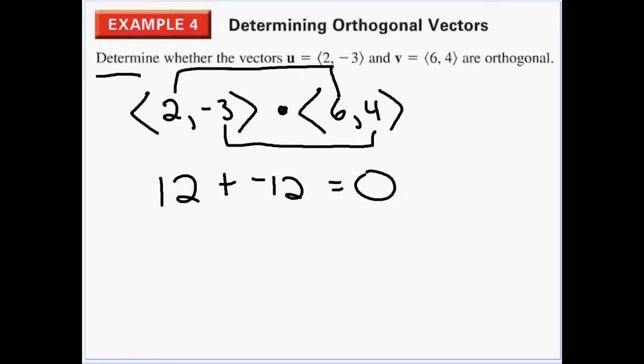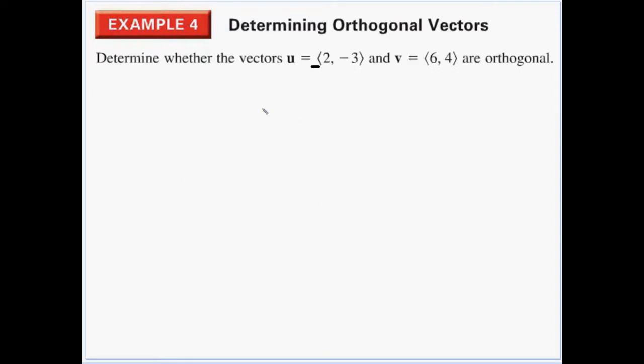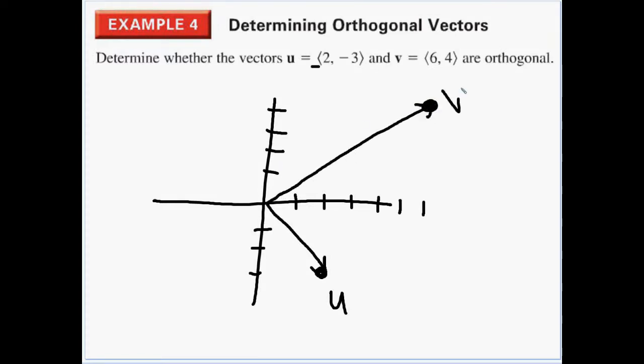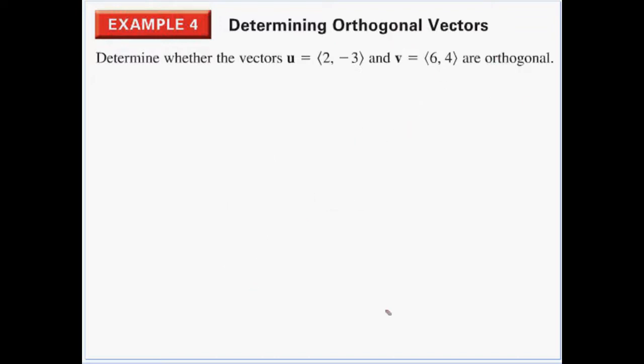So if we were to graph them in the plane, and it's not that hard to do, 2 comma negative 3 would be a vector that looks like this. So that would be u. And then we have 6 comma 4. Now, granted, my picture's not going to be that great, but it kind of looks like those two would meet together at a right angle. So they are orthogonal due to the 0 dot product.